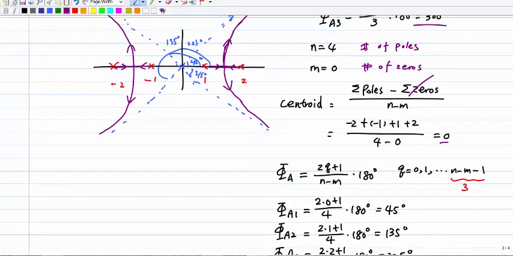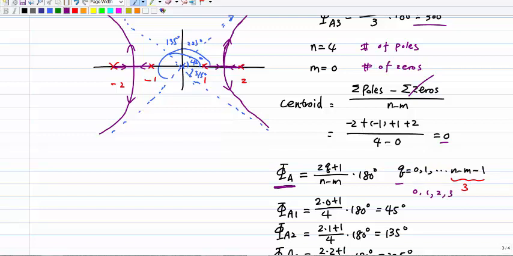And I have φ_A, the angles, right? Apparently, you can see there must be 4 angles. According to the angles of the asymptotes, q has to start from 0, 1, until n minus m minus 1. So n is 4, m is 0. So 4 minus 0 is 4, minus 1 is 3. So q starts from 0 and increases by 1 until I get 3. So I have 0, 1, 2, and 3, so I have 4 angles.